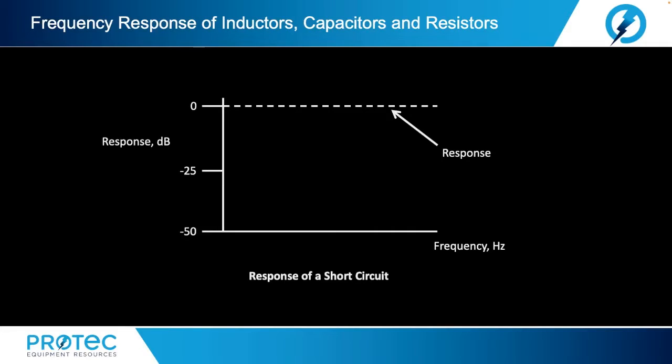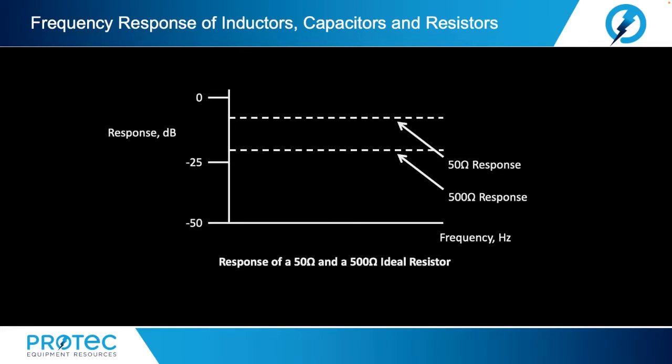The expected response for a short circuit at any frequency is that output voltage is equal to input voltage, as impedance equals 0. This equals 0 dB across the swept frequency range. An ideal resistor reduces the output voltage across the entire swept frequency range. A 50 ohm resistor would give an output voltage half the input voltage. This would be a straight line at approximately 6 dB down, or minus 6 dB, as seen here.